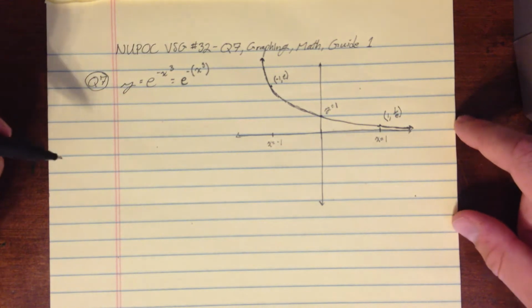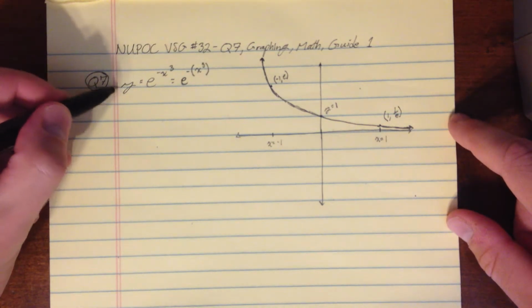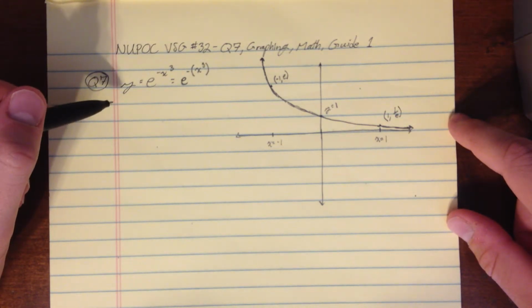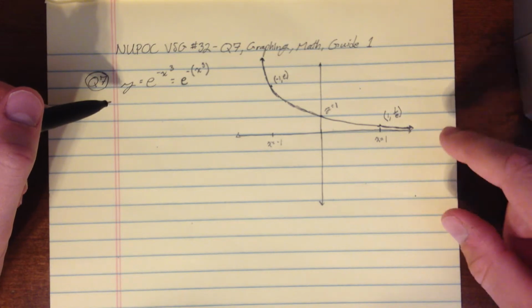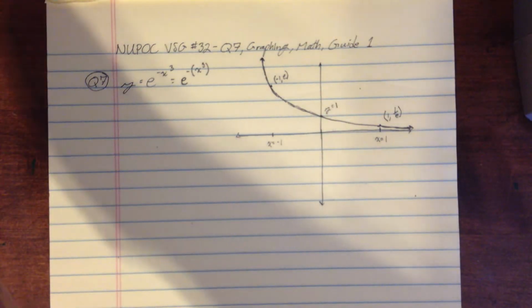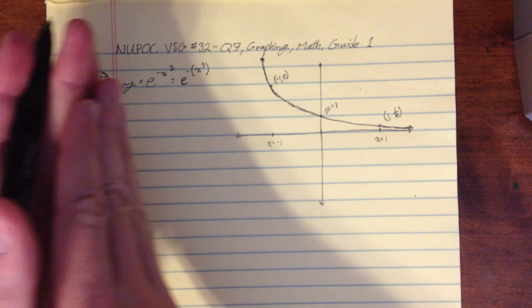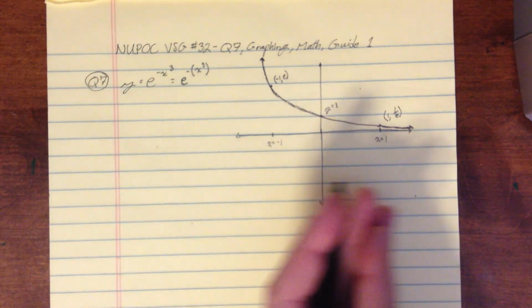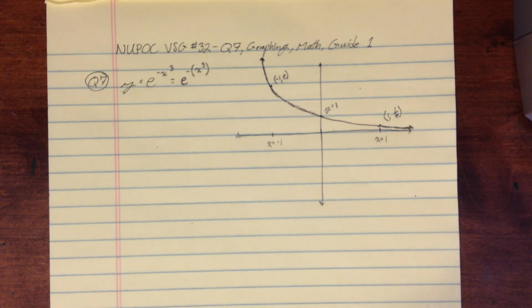Okay, but that's it. So just graphing the function y equals e to the minus x cubed, and we have exponential decay going from the left, from x equals minus infinity, towards x equals positive infinity.